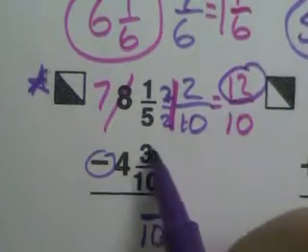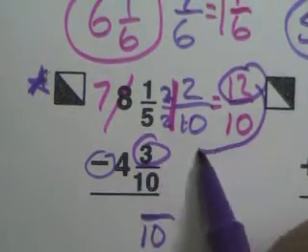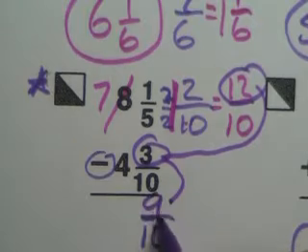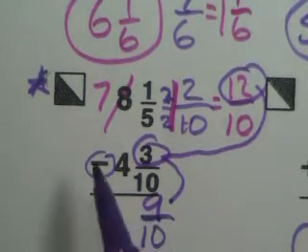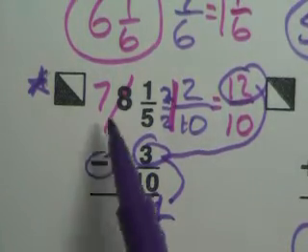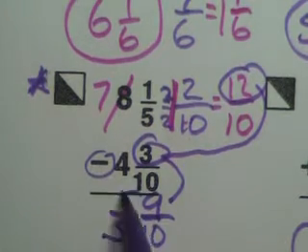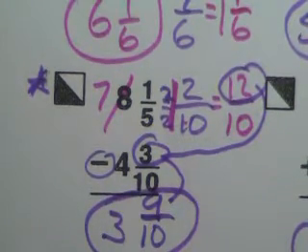So I have 12 and 3. I'm subtracting. 12 minus 3 is 9. So this is 9 tenths. And 7 minus 4. 7 minus 4 is 3. So it's 3 and 9 tenths.